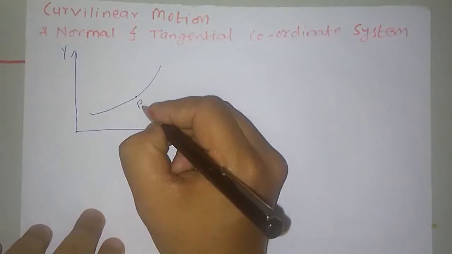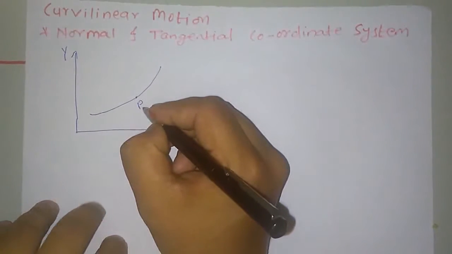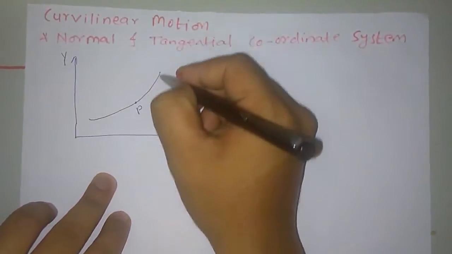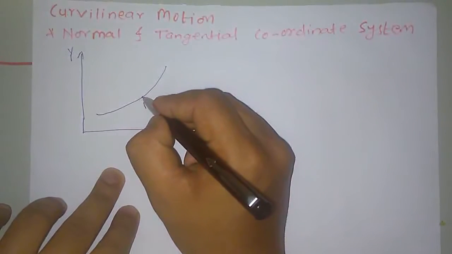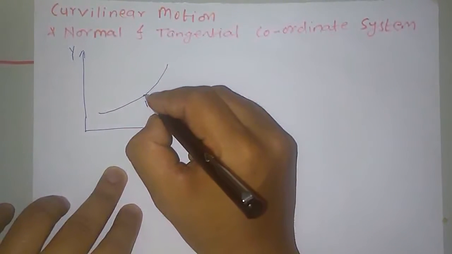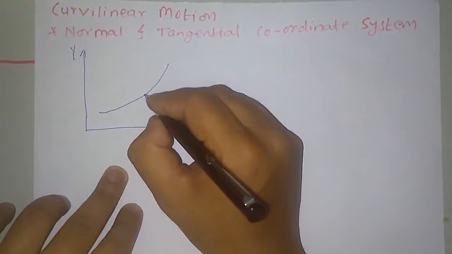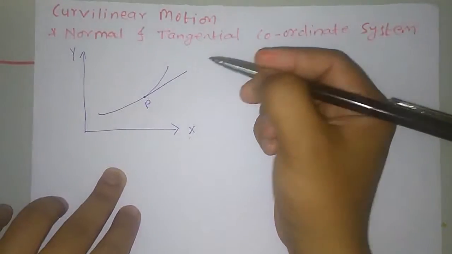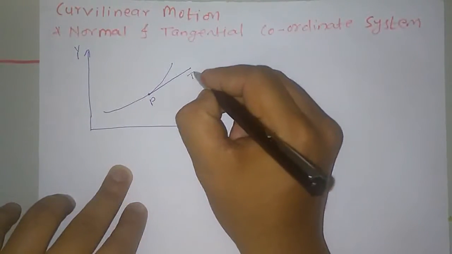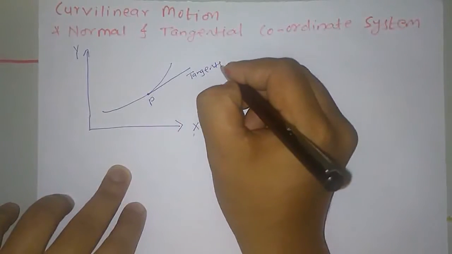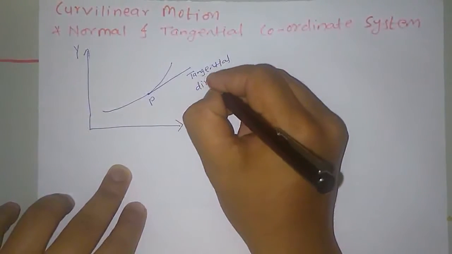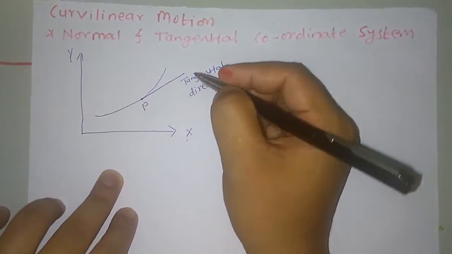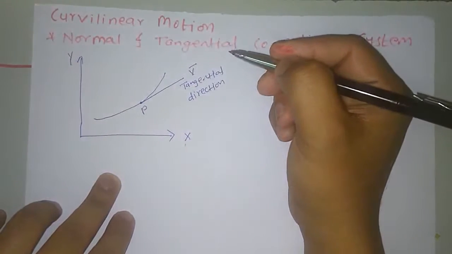Okay, and we all know the velocity is always tangential to the path. So suppose the particle is moving along this path, and velocity will always be tangential to this path. So we will draw the tangent, the line in the tangent direction, at this point. This direction we call the tangential direction. As we know, velocity is always tangential to the path, so this is the velocity vector v bar.